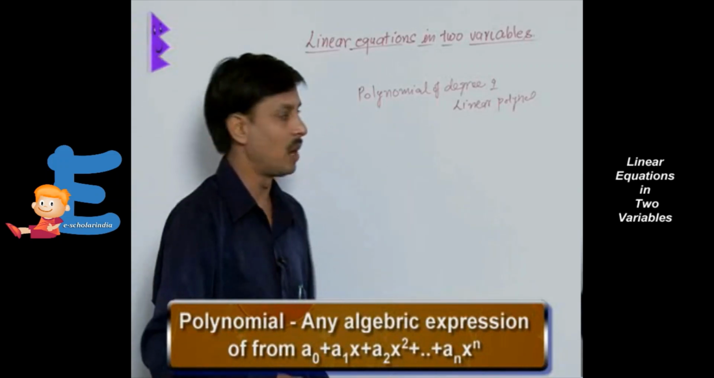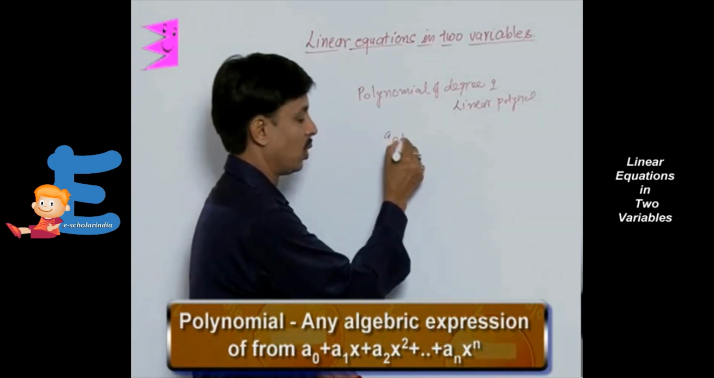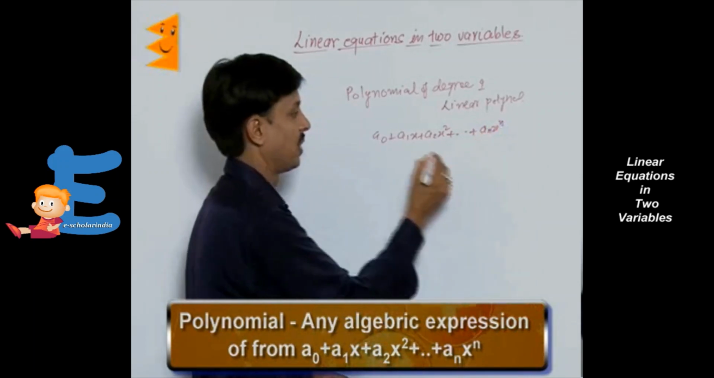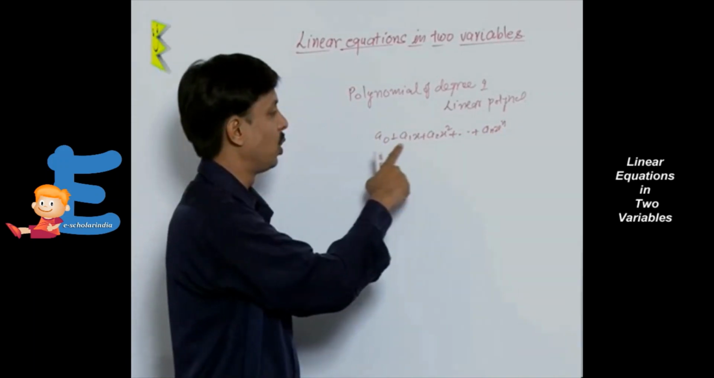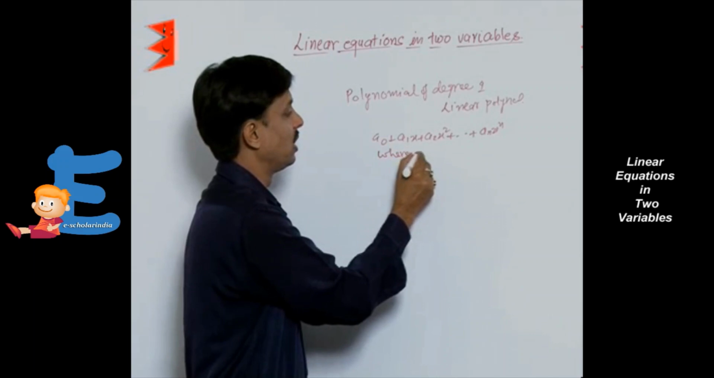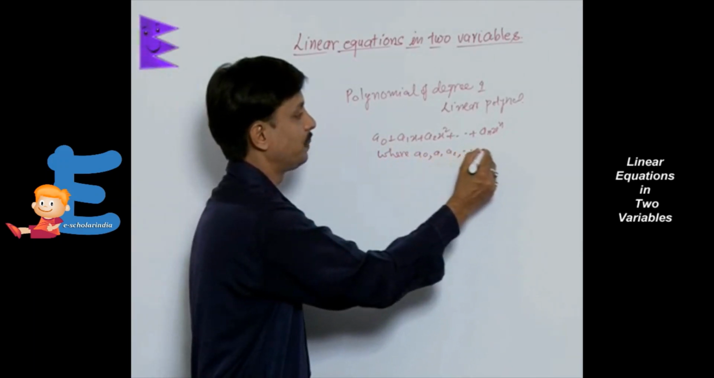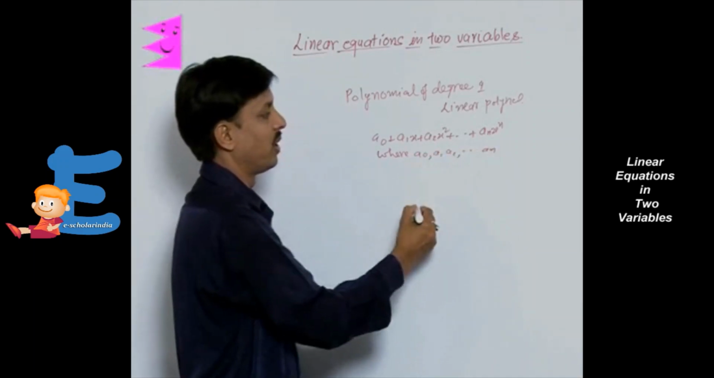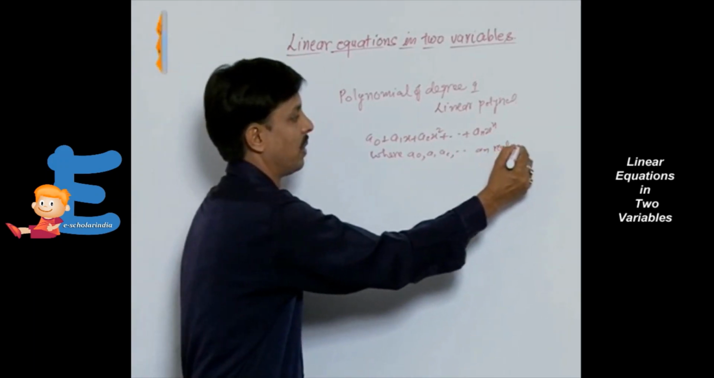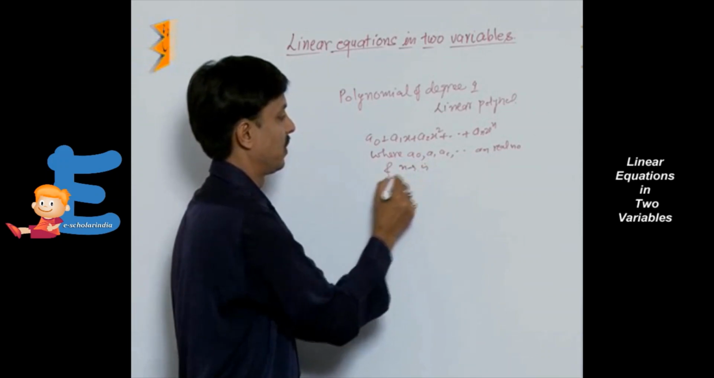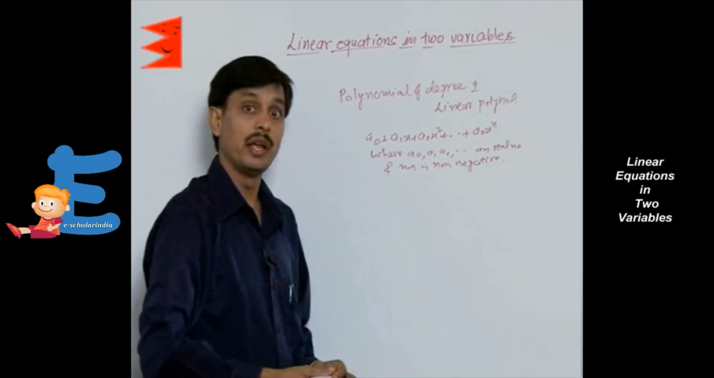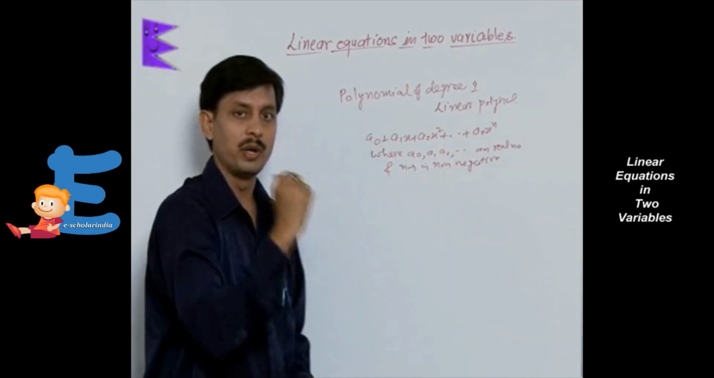A polynomial, you know, is any algebraic expression of the form a0 plus a1x plus a2x square plus dot dot dot plus an xn, where a0, a1, a2, up to an are real numbers, these coefficients are real numbers, and n is a non-negative integer. So this is the definition of a polynomial.